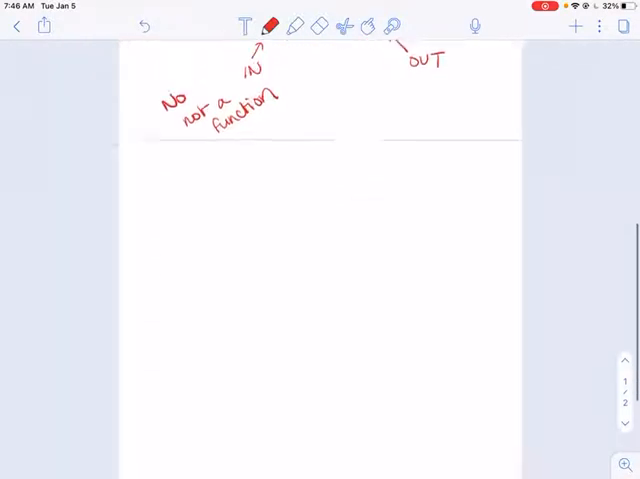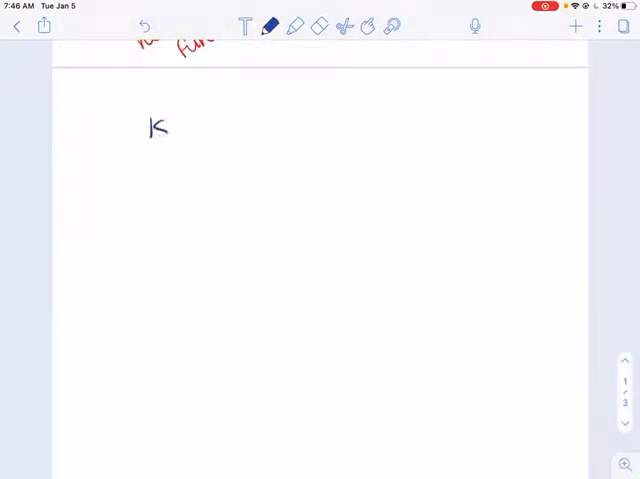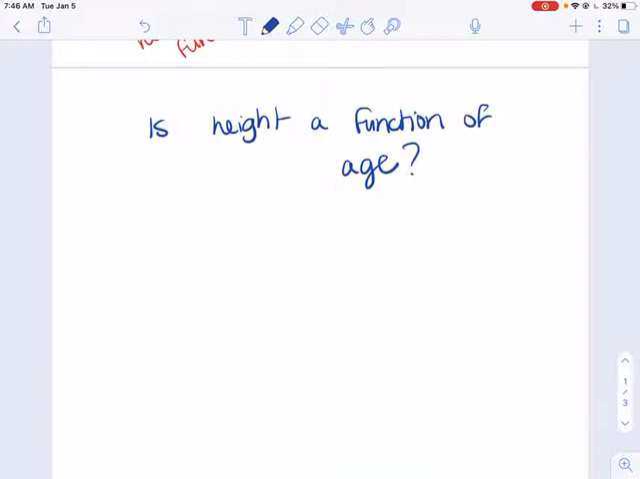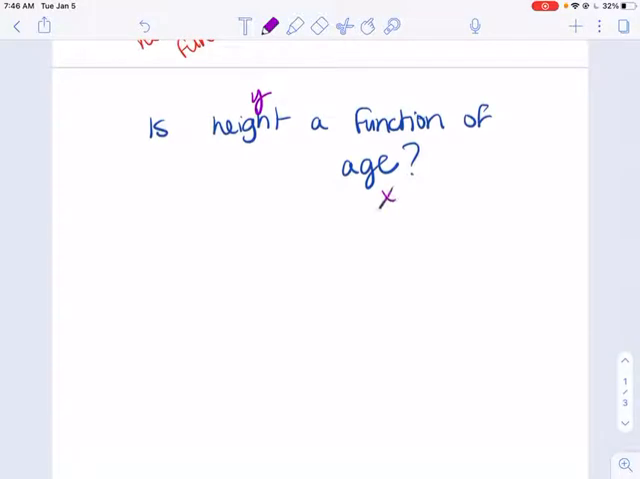The other way that someone might ask if something is a function is to phrase it as a question. So, is height a function of age? Now, for something to be a function of something else, that means that it is the y for the x. So, when it is asked this way, the second thing, when you're asking if something is a function of something else, that's the input. The first thing is the output. And that's a little weird, but that's the way it reads.